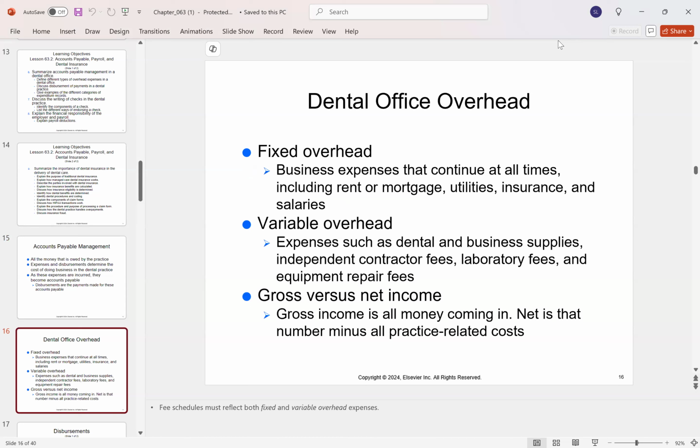Variable overhead. So these are going to be the expenses that we have in supplies, lab fees, equipment repairs, things of that nature. And then gross versus net income. The gross income is all the money coming in. Net is that number minus the practice related costs.